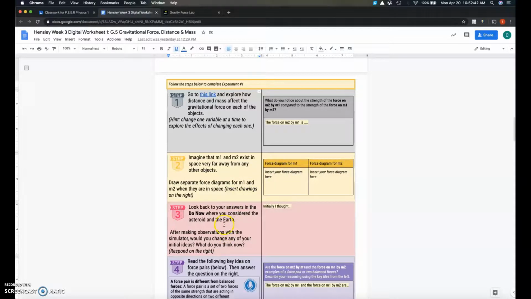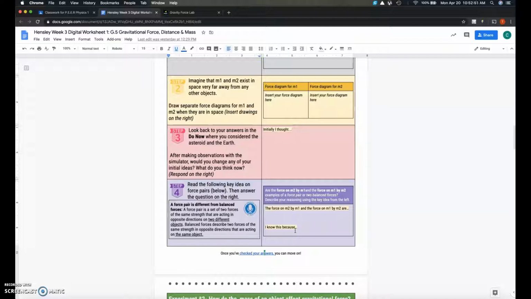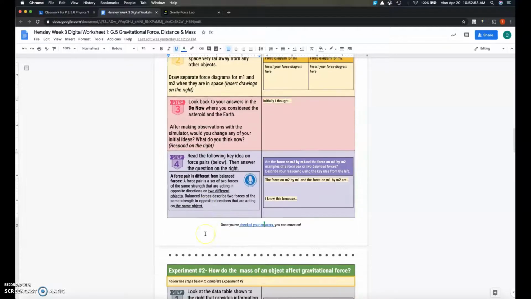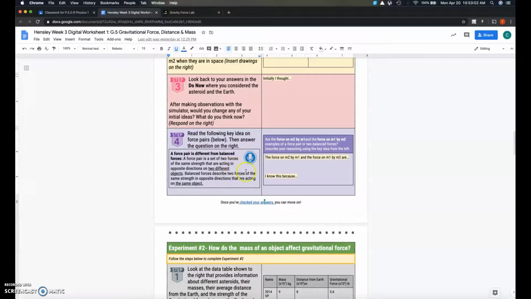In step 3, you're asked to look back at your initial ideas in the do now and then adjust them here, okay? So type your answer there before moving to step 4. In step 4, you're going to be asked to read a key idea. Your key idea is located here. Once again, if you desire speech to text, it is here where you can watch the video above to access it, okay? You're going to answer this question that relates very closely to this key idea about force pairs, okay? Think back to what we talked about with Newton's third law way back in class, okay? That every action has an equal and opposite reaction. Every force has an equal and opposite force when pushed. Remember, it's a push and a pull force.